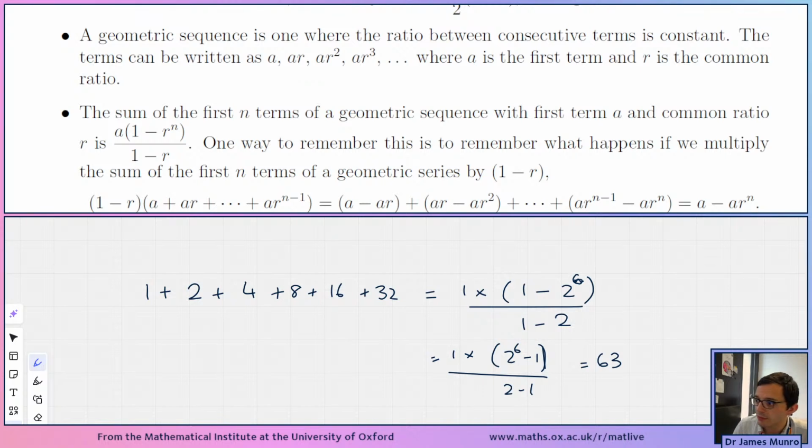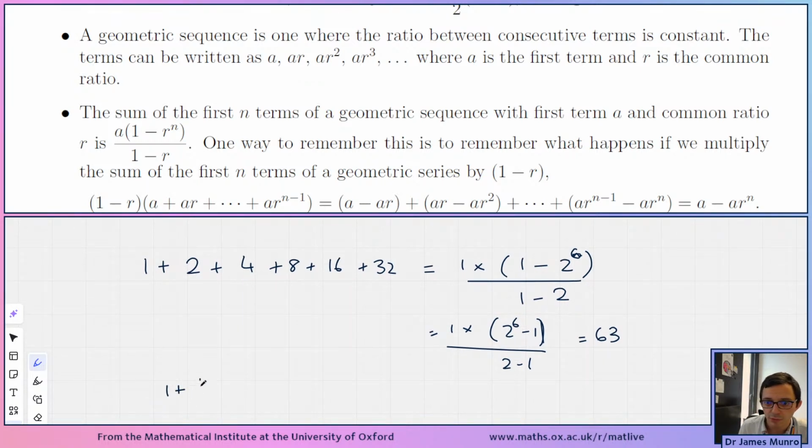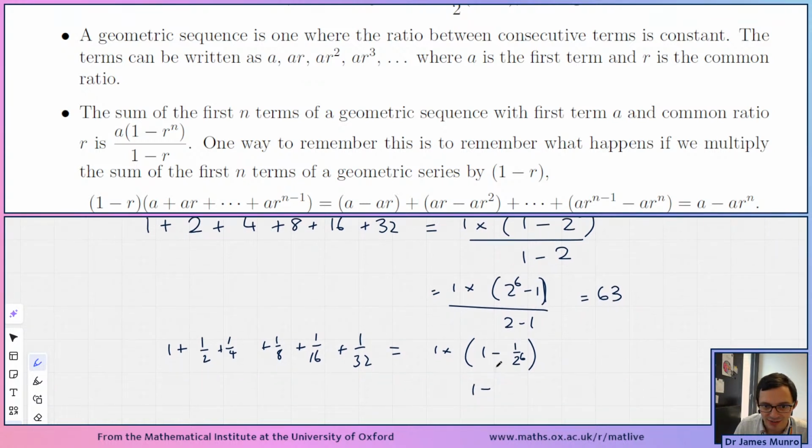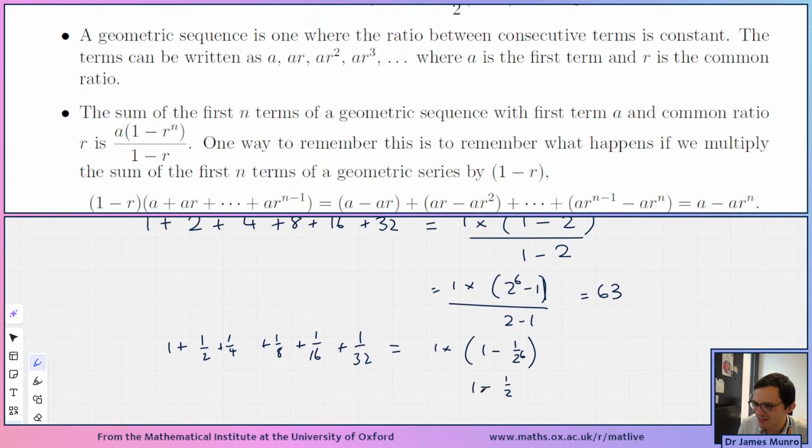Let's look at the other one as well. So adding up the other one, 1 plus a half plus a quarter plus an eighth plus a 16th plus 1 over 32 is 1, the first term, times 1 minus 1 over 2 to the 6, over 1 minus a half. Which is, what is this? 1 over 64 here. So this is 63 over 64, very nearly 1, divided by 1/2, which is 63 over 32, which is very close to 2.